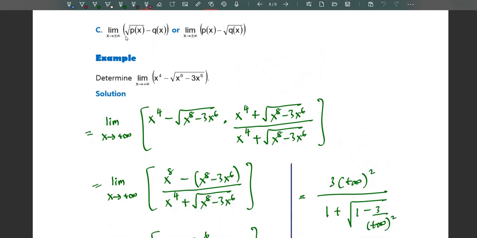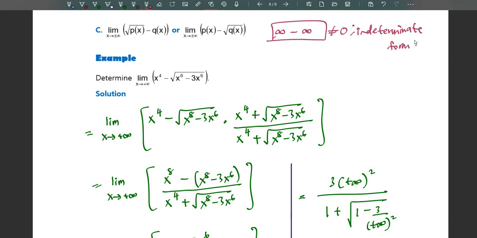Limit x approaches plus minus infinity, root of px minus qx, or limit x approaches plus minus infinity, px minus root of qx. That means one of them involves a radical. As you can see here, when for this example we substitute infinity, it's going to be infinity minus infinity. Please remember, infinity minus infinity does not equal 0. It is still an indeterminate form.